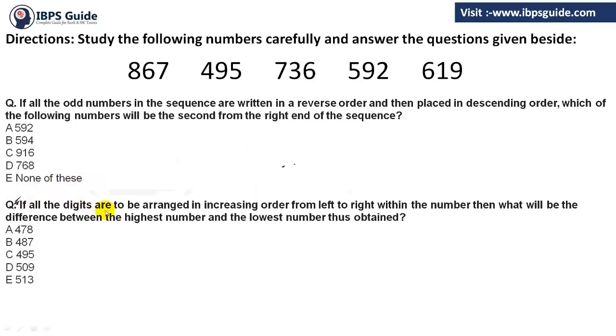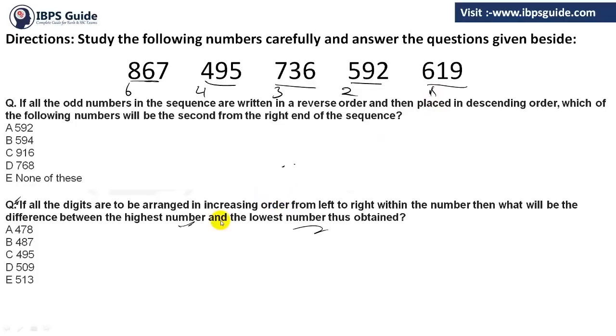If all the digits are to be arranged in increasing order from left to right within the number, then what will be the difference between the highest number and the lowest number? So actually we have to arrange them in increasing order. Within the numbers we have to arrange the digits in increasing order. So increasing order means first of all in this we have 6 in the front, then we have 4 in this, 3 in this, 2 in this, and 1 in this.